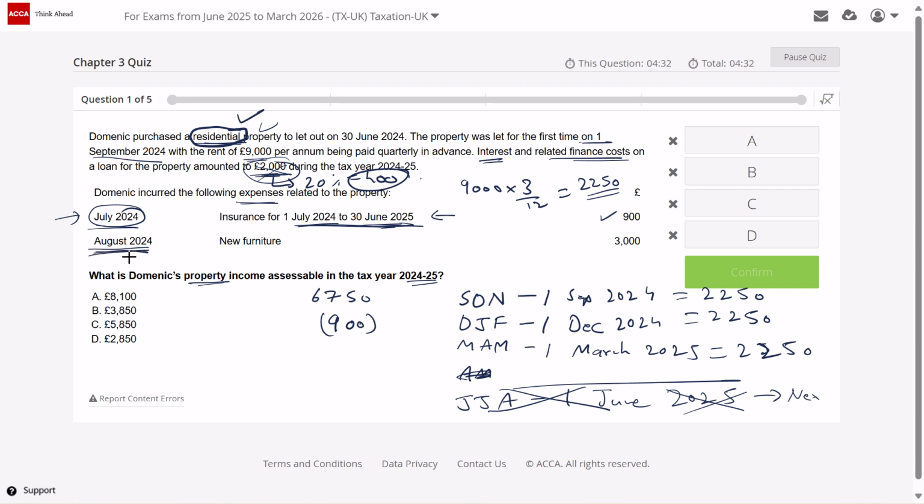Other than this, in August 2024, which also falls in tax year 24-25, I purchased new furniture.